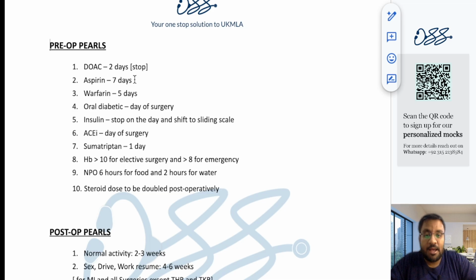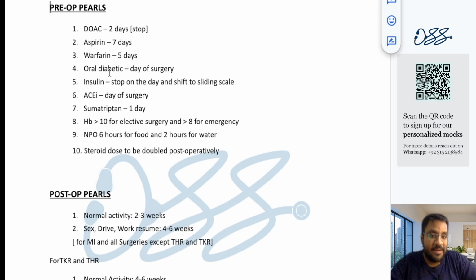If the patient is on aspirin, stop it 7 days before. Warfarin needs to be stopped 5 days before the surgery. Oral diabetic medication just needs to be stopped on the day of the surgery. If the patient is on insulin, it needs to be stopped on the day, and shifted to something called the sliding scale. ACE inhibitors are stopped on the day of the surgery. If the patient has migraine and is taking sumatriptan, it needs to be stopped 1 day before the surgery.